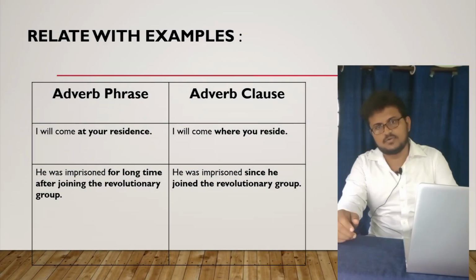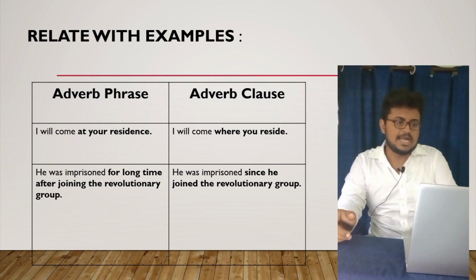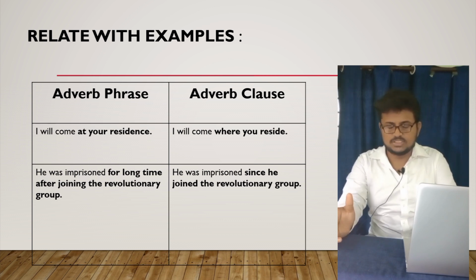And the last part is adverb phrase, adverb clause. Some people call it adverbial phrase, adverbial clause. Acha, remember one thing, adjective clause is also called relative clause. That's another synonym for that. Adverb phrase, I will come at your residence. Adverb clause, I will come where you reside. See, in the first case I use at your residence. In the second case I use where you reside.